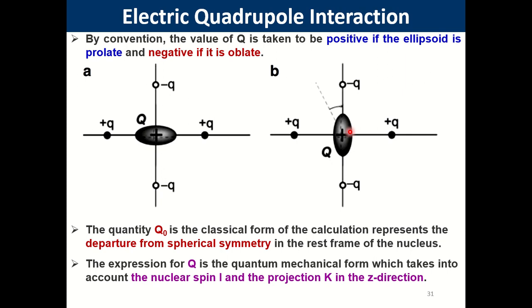So this is the point I was highlighting, that the nucleus will take up certain orientations, and this information is contained in this quantum number K, which is shown over here. Basically, we are dealing with the different conformations that a non-spherical nucleus can take up in an asymmetric electric field.